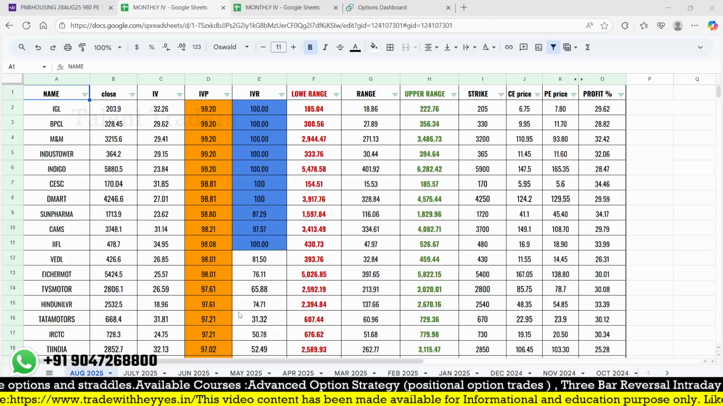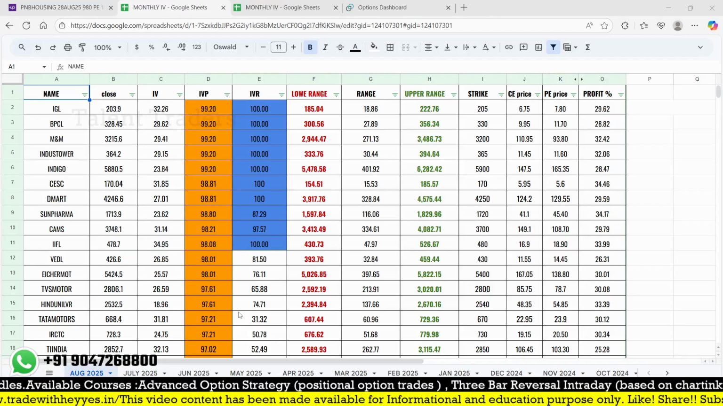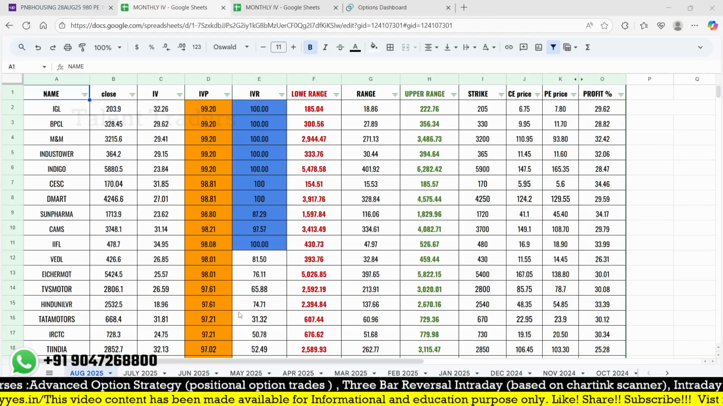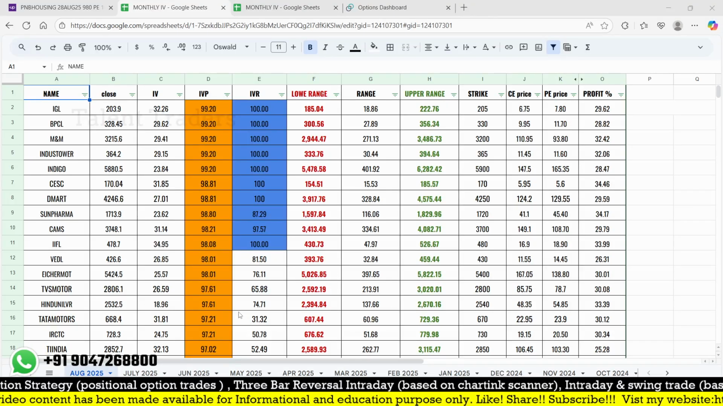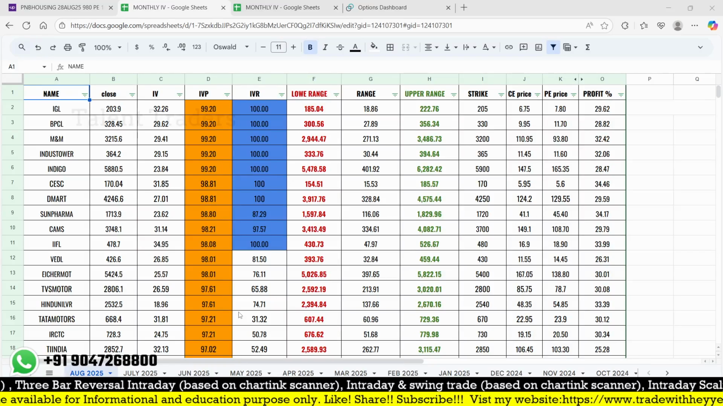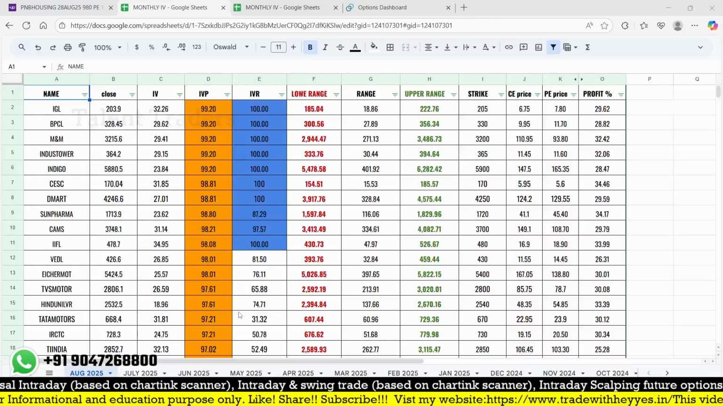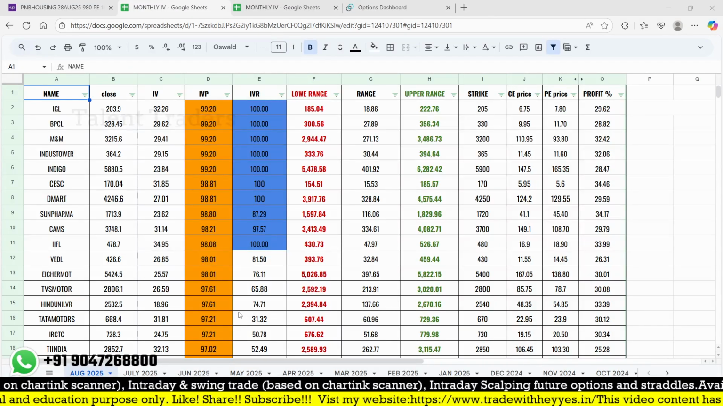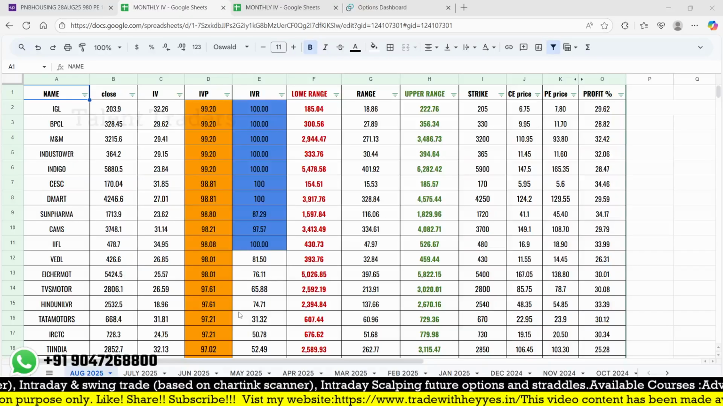It doesn't mean the expectation of the movement of the stock would be very high. It is due to quarterly results, and that is the reason so many stocks have more IV.